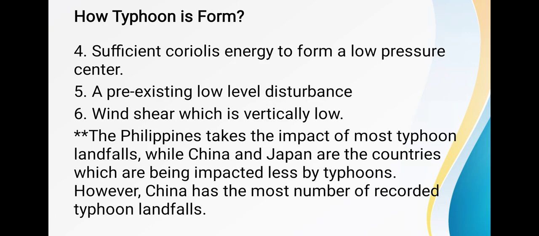Number five, a pre-existing low-level disturbance. This is also a factor in how a typhoon is formed. If there is already an existing weather disturbance and it so happened that there is also so much water vapor going to the atmosphere, of course, it will contribute to the typhoon formation. And number six, wind shear, which is vertically low.